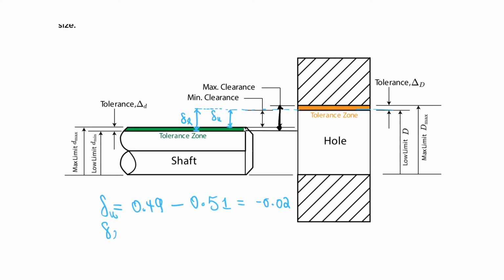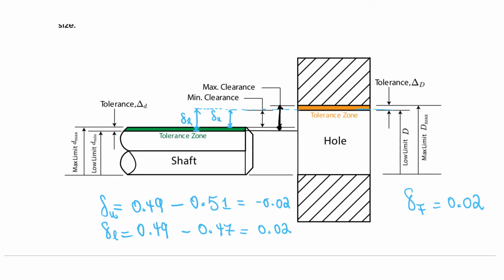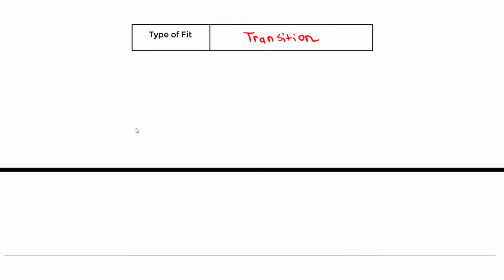For the lower deviation, you do the low limit of the hole, which is still 0.49, minus the low limit of the shaft, which we said is 0.47. And that equals a positive 0.02. So essentially the fundamental deviation is just 0.02. And that's important when you're trying to determine other things, especially when you look at deviations for shafts and when you want to use these equations.